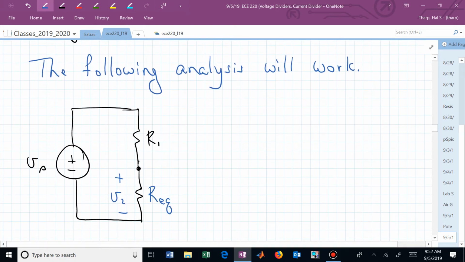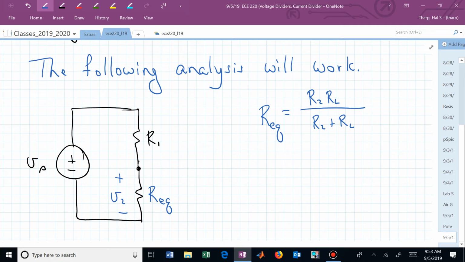We could call that R equivalent and say, oh, R equivalent is the parallel combination of those 2 resistors, which was R sub 2 and R sub L, the product divided by their sum. And if that's the case, then can you tell me what V2 is? If somebody gave us R1, R2, and R sub L, now we're in a pretty good shape to tell them what V sub 2 is going to be.